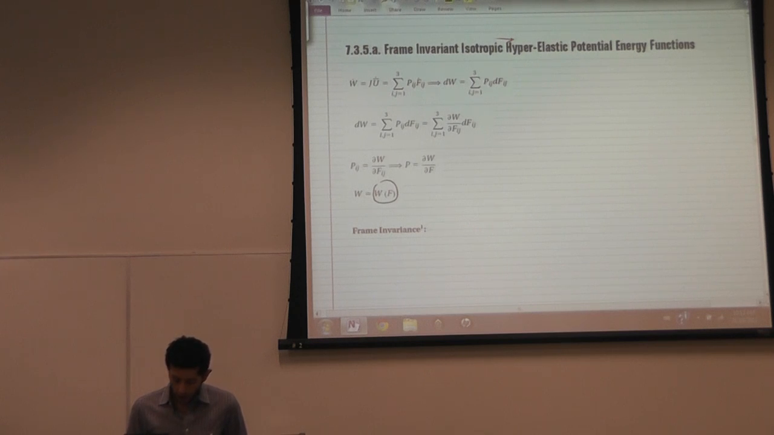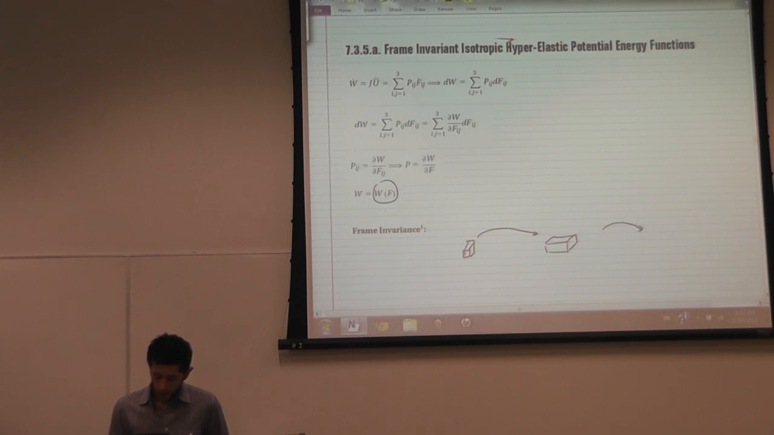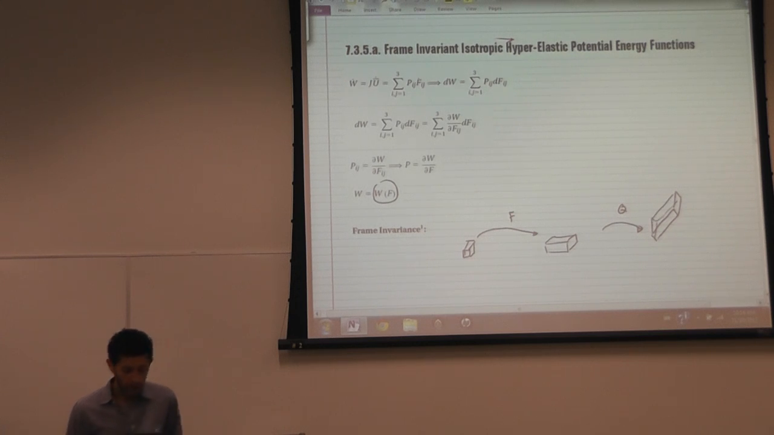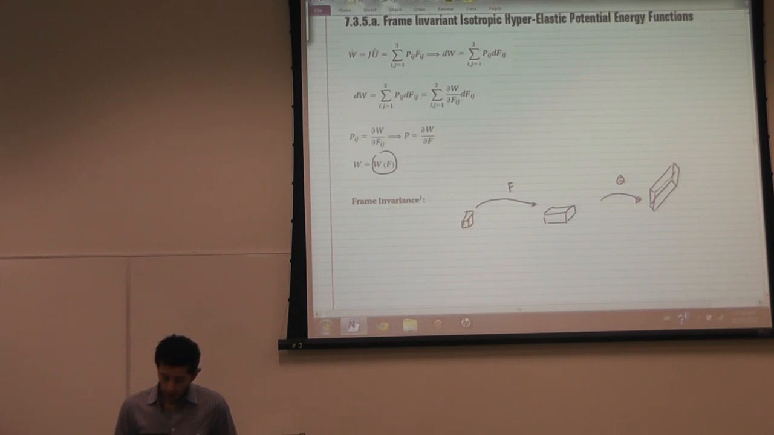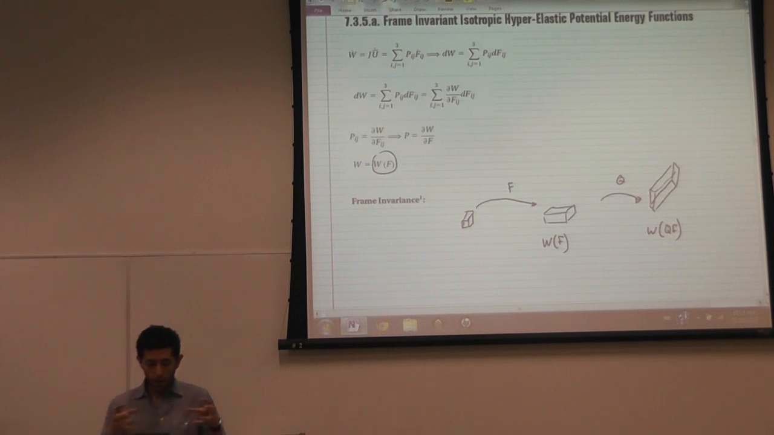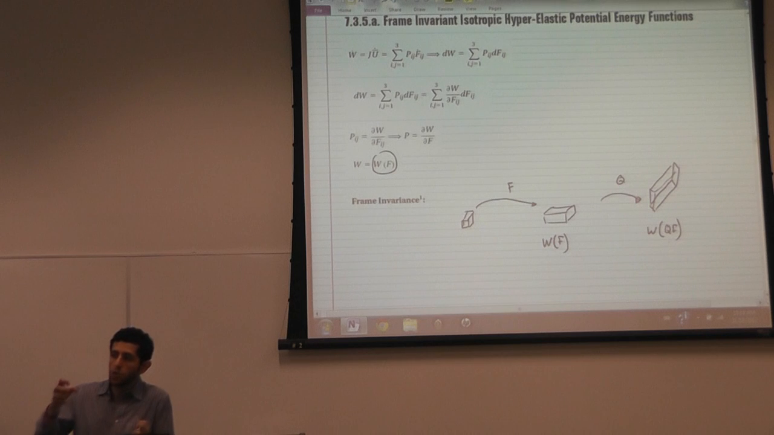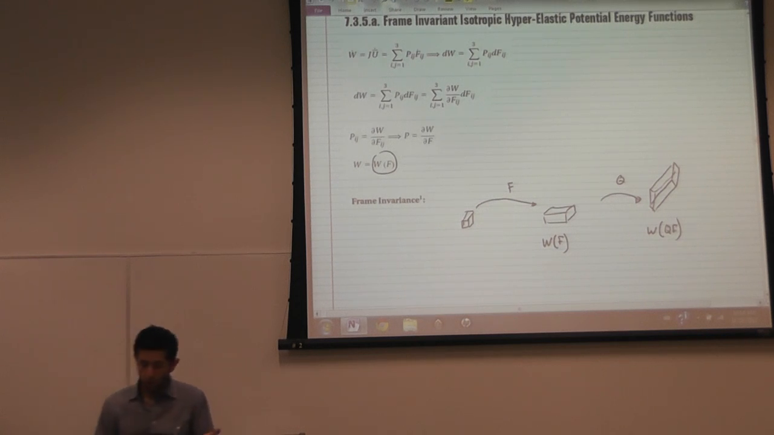What are the possible forms for W of F? If I have an object, then I deform it, and then I rotate it, or change the coordinate system, both are the same. Then the energy here and the energy here have to be the same. Because I haven't really done anything except take the object and deform it, so I've put energy into that object. Now if I take that object and just do a rigid body rotation or change the coordinate system, the energy should be the same.